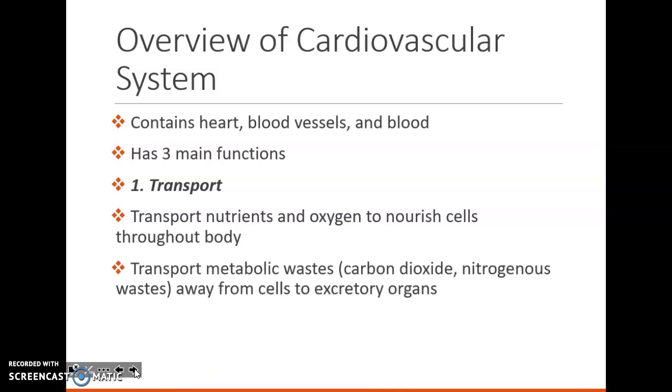It will also transport wastes like carbon dioxide, nitrogenous wastes with nitrogen in them, away from cells to your excretory organs. And that would be your lungs for carbon dioxide and your kidneys and bladder for the nitrogenous waste. It's also going to transport hormones to maintain homeostasis, and we just studied that in the endocrine system, and we know all about the hormones, and we know that they travel through the bloodstream to their target cells or target organs.